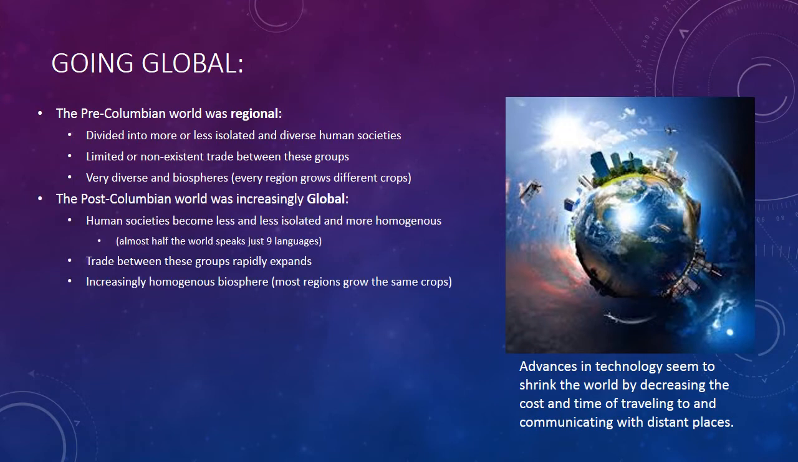After Columbus, the world becomes increasingly global. Human societies become less and less isolated and start to mix and become homogeneous. That means the same. And you can see this today by the fact that almost half of the world speaks just 9 languages. Also, trade between these groups begins to rapidly expand. There's more and more exchange of goods between these different areas. And finally, the biosphere becomes increasingly homogeneous. That means that most regions grow the same crops.